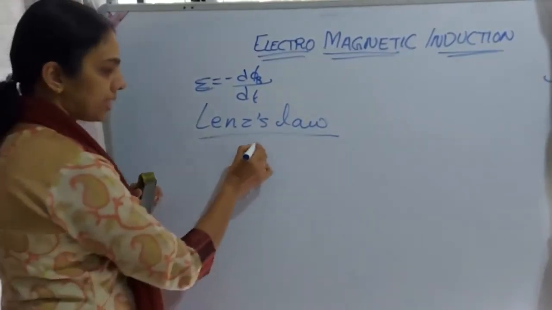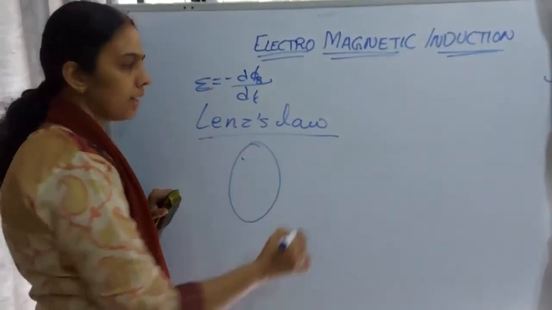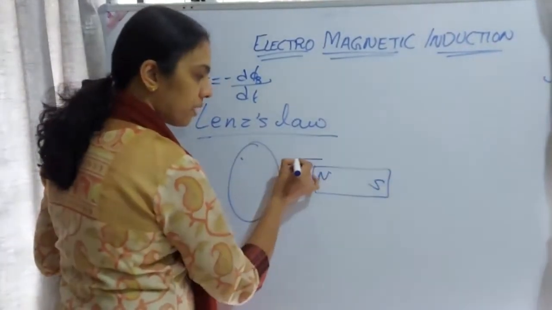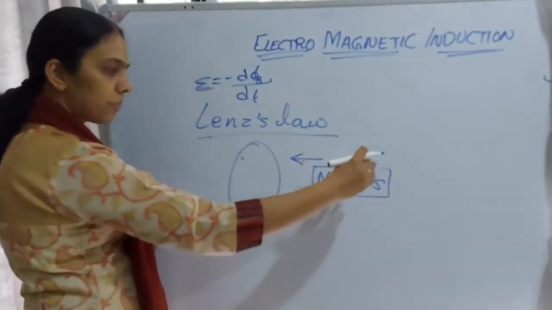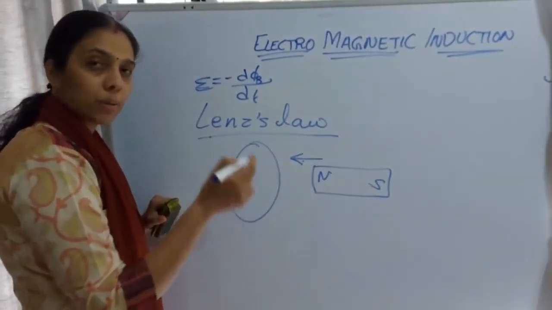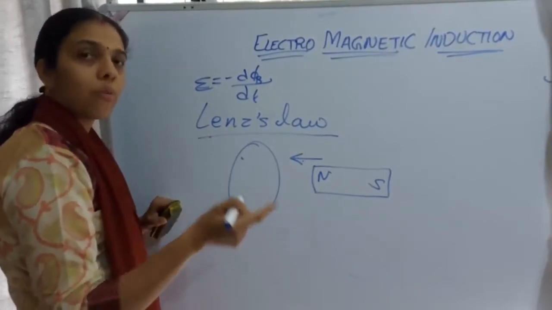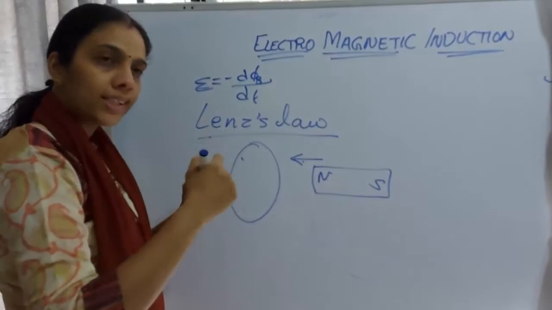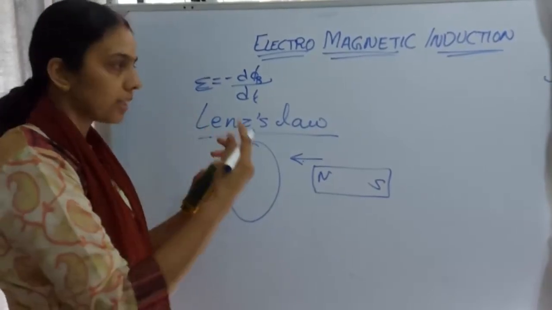Here, I am taking a coil. Here a magnet is there, this is north, south. I am trying to keep the magnet inside the coil. So what will happen? An EMF will be induced in the circuit. The induced EMF will always oppose the cause for it.